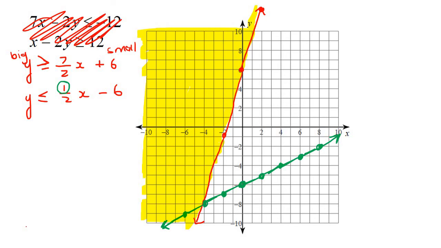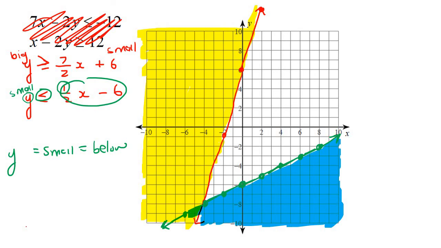And so that's what we have there. And then we need to do the shading. So if you look, the crocodile is about to eat this side. So it means that the y is the smaller part, because the crocodile always eats the bigger part. Now, when the y is the small part, then we always shade below.